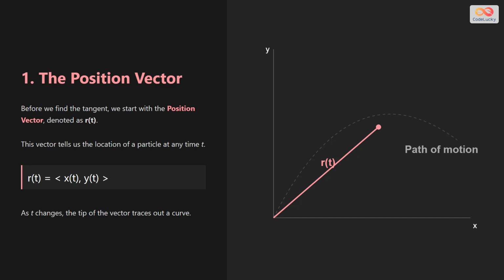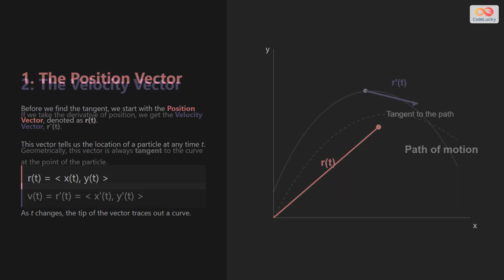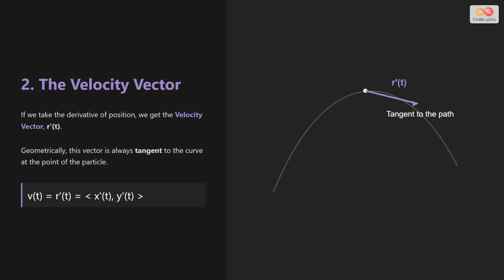The position vector, r(t), tells us exactly where a particle is located at any given time t. As time moves forward, the tip of this vector traces out a path or a curve in space. When we take the derivative of the position vector, we get the velocity vector, r'(t). Geometrically, this vector is special because it is always tangent to the curve. It points in the exact direction the particle is moving at that instant.